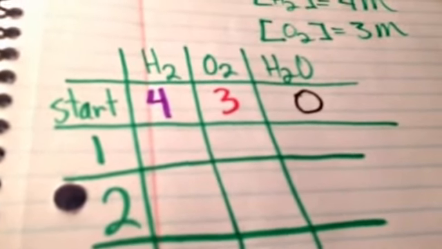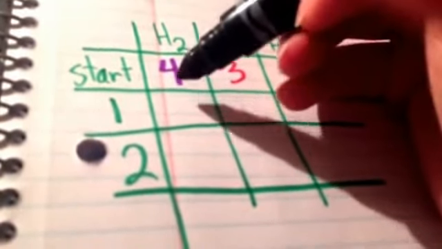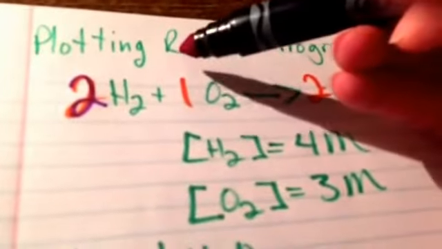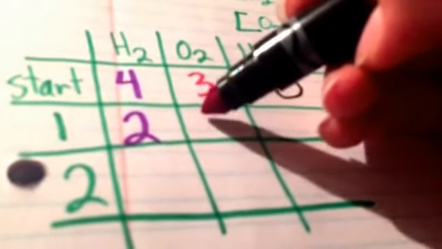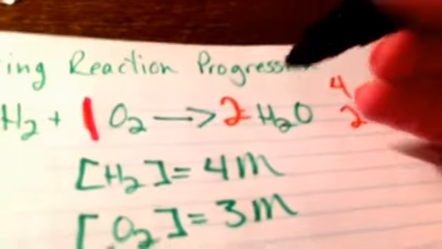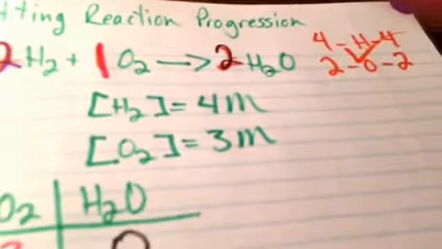Now after the first reaction occurs, according to this, we used 2 in the reaction. So we have to subtract 2 from this, which leaves us with 2. And we used 1 oxygen in the reaction, so we subtract and we get 2. But on the product side, we gain 2 water, so we add 2.